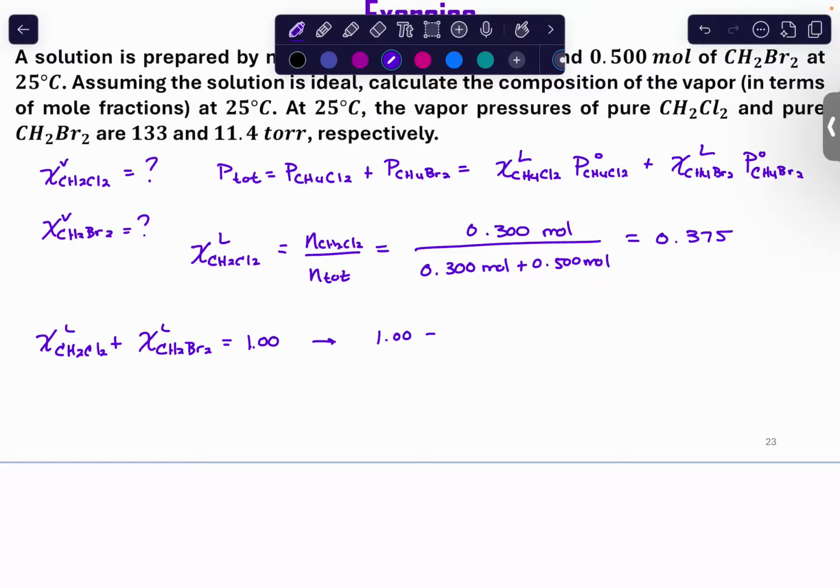So we're going to have 1 minus the mole fraction equals the one that I'm after. And that's going to give me 0.625. And these are my liquid mole fractions. So now I can solve for my P total.